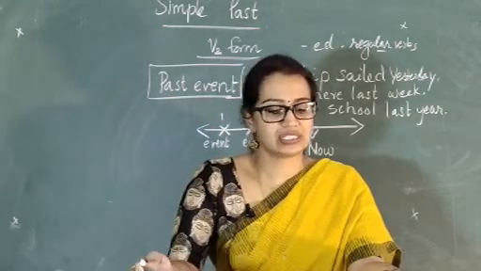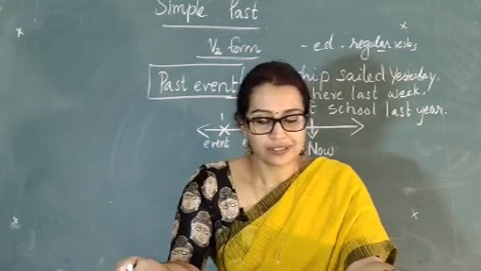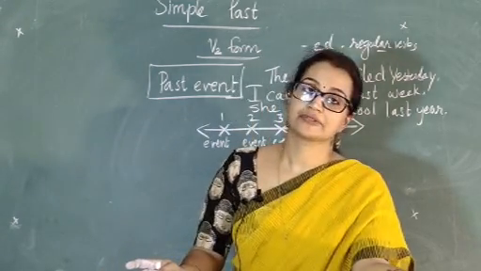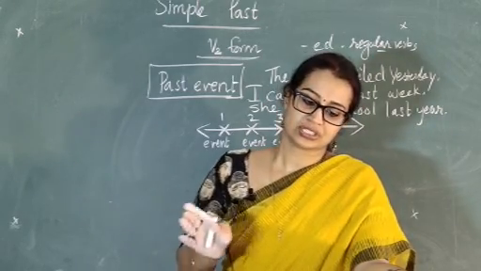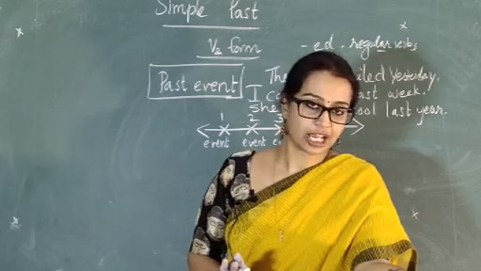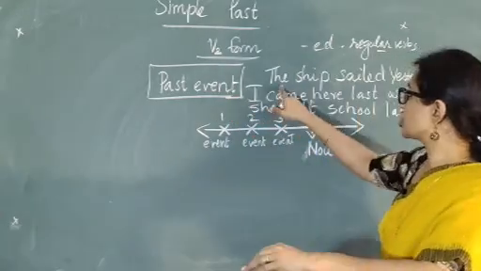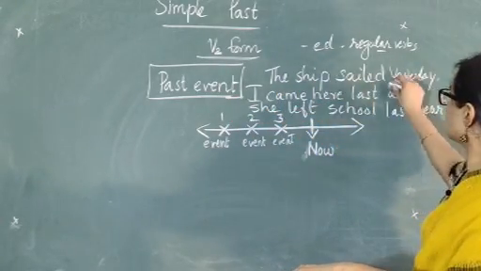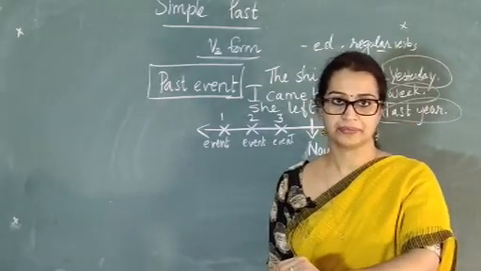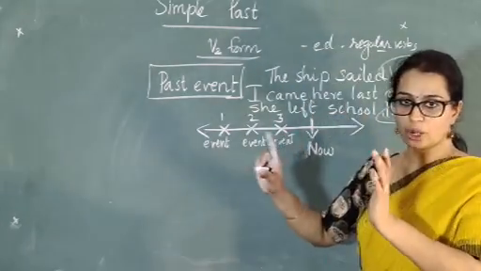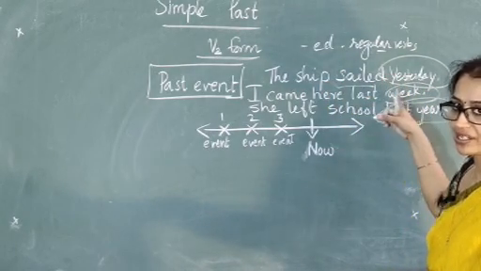Now where do we use it? It is used to indicate an action completed in the past, and it often occurs with adverbs or phrases of past time. So it's normally accompanied with adverbs of time, which show past tense. For instance, the ship sailed yesterday. Now yesterday, last week, last year, these are adverbs of time, right? So normally the verb is accompanied with what? With the adverbs of time. The time is shown here, that's another clue.